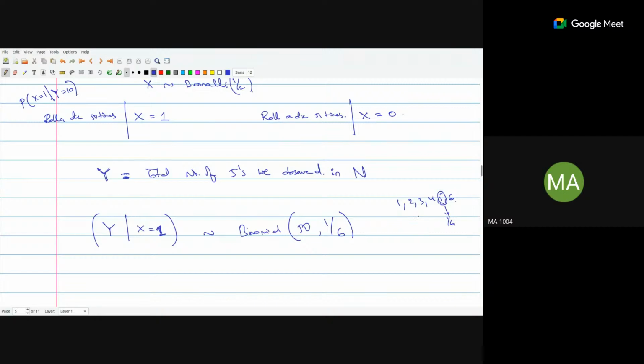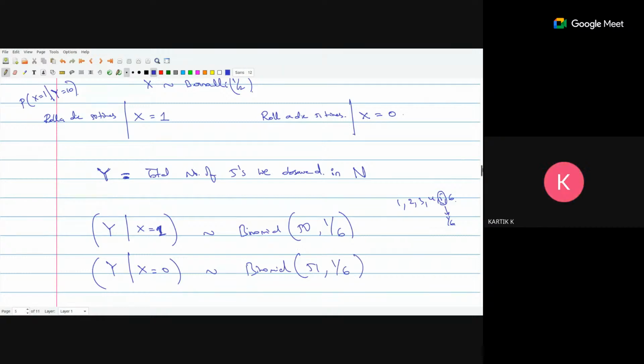So if you are unable to get the distribution of y directly, try to condition on some random variable x, and look at the distribution. Similarly, I can look at the distribution of y given x is equal to 0, and this will follow binomial 51 comma 1 by 6.